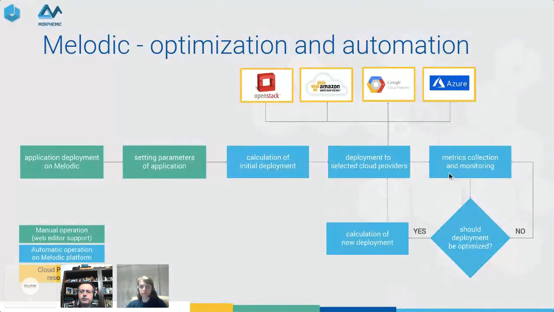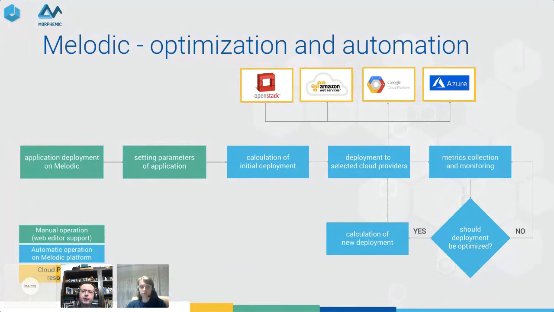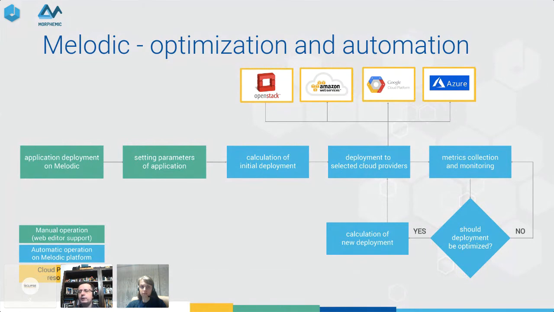If certain metrics violate the SLO, Melodic triggers the reconfiguration process, so the new deployment is optimized, calculated, and the new solution is found. Then Melodic automatically reconfigures the application, adding resources to certain components or removing resources. And it is done fully automatically in a safe way.